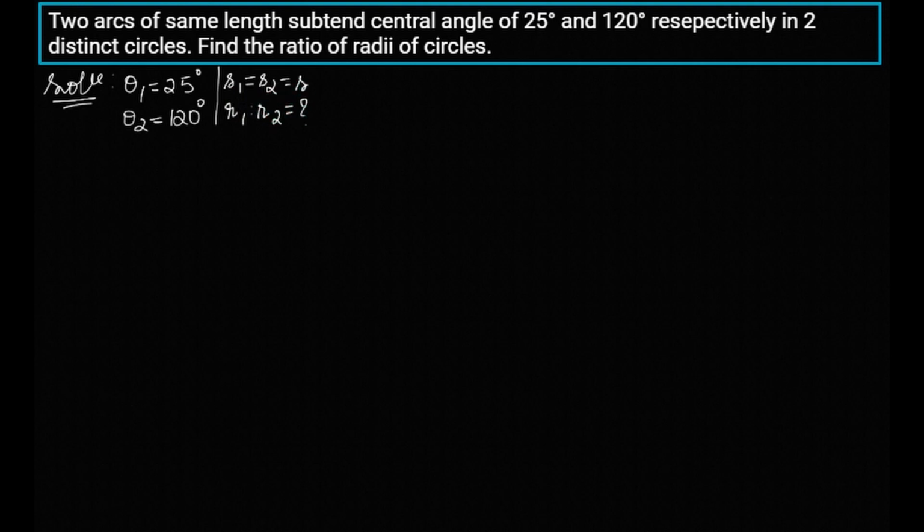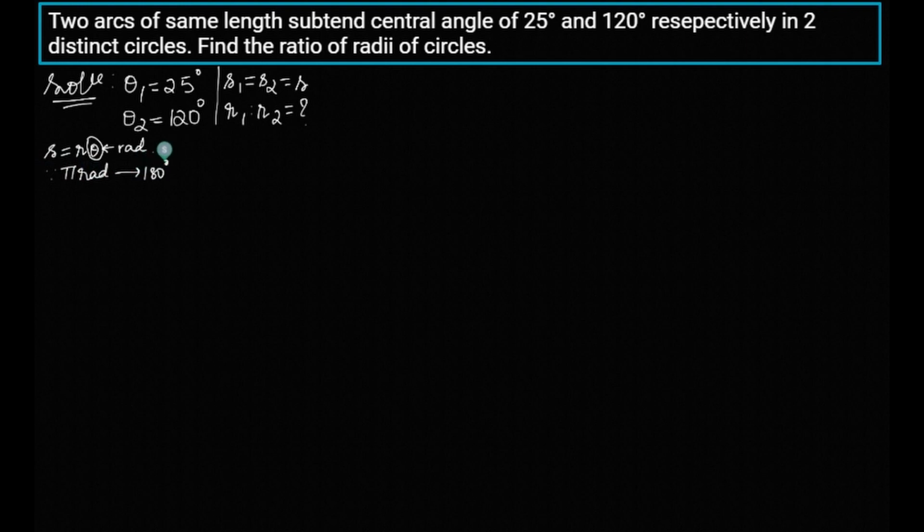So for this we will be using the formula S is equal to r theta, where S is the length of the arc, r is the radius of the circle, and theta is the angle subtended at the center of the circle in radians. So theta should always be in radians. First let us convert our thetas into radians. For that, pi radians is equal to 180 degrees.